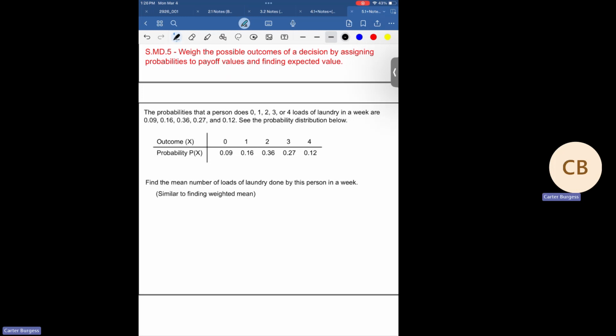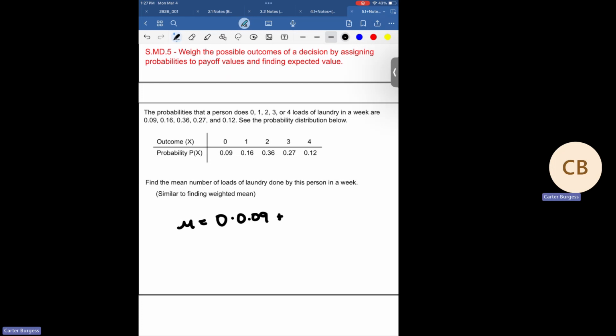How often does that 0 happen? What percent of the time? 0.09 or 9% of the time. And so if I want to know the average or the mean number of occurrences, well, we want this 0 to only account for 9% of our total instances. It's the weight and the value of x.